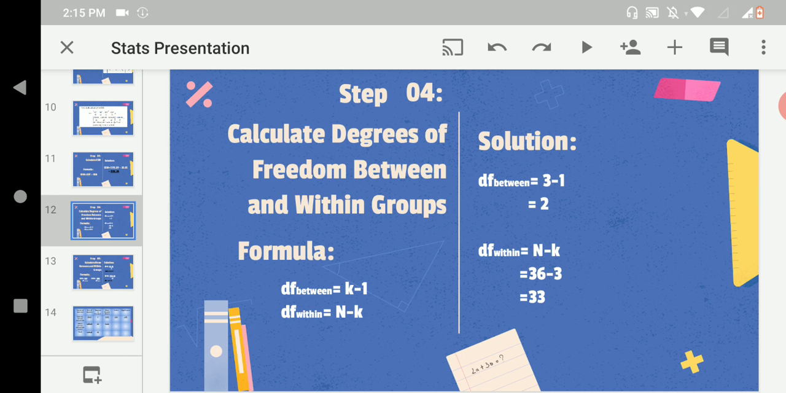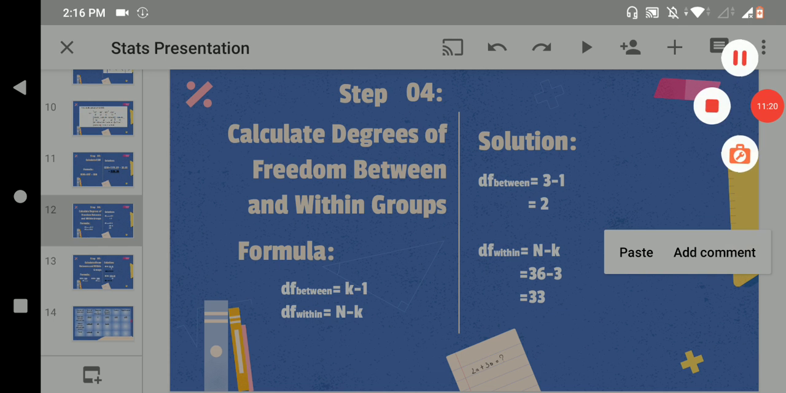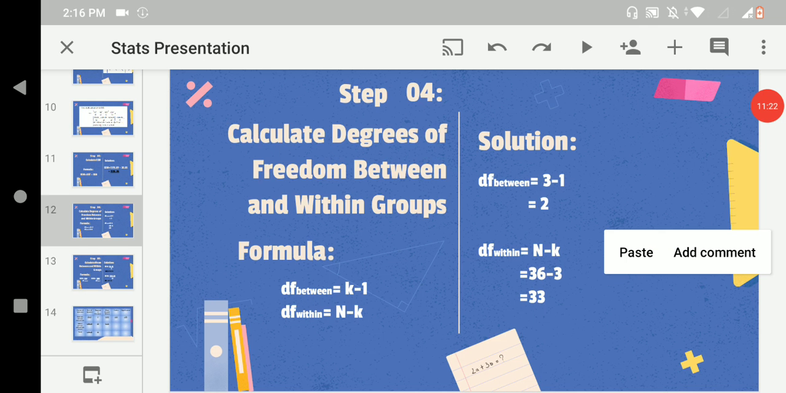Next, we have the formula for the degrees of freedom within groups. DF within is equal to N minus K. So our solution here, degrees of freedom between, is 3 minus 1. Again, why is it 3? It's because we only have 3 groups. So 3 minus 1 is equal to 2.